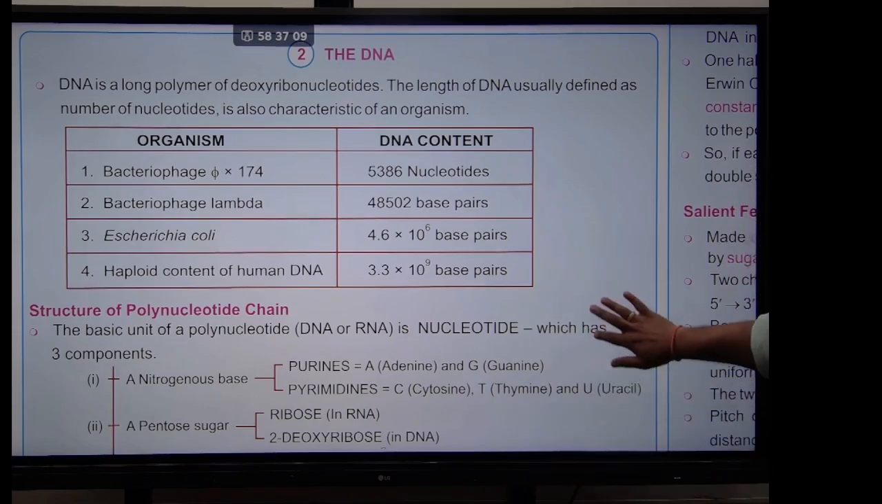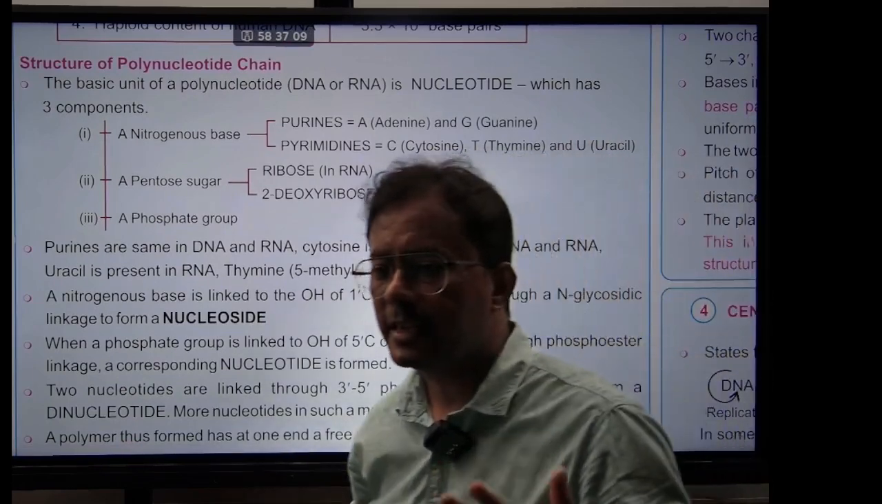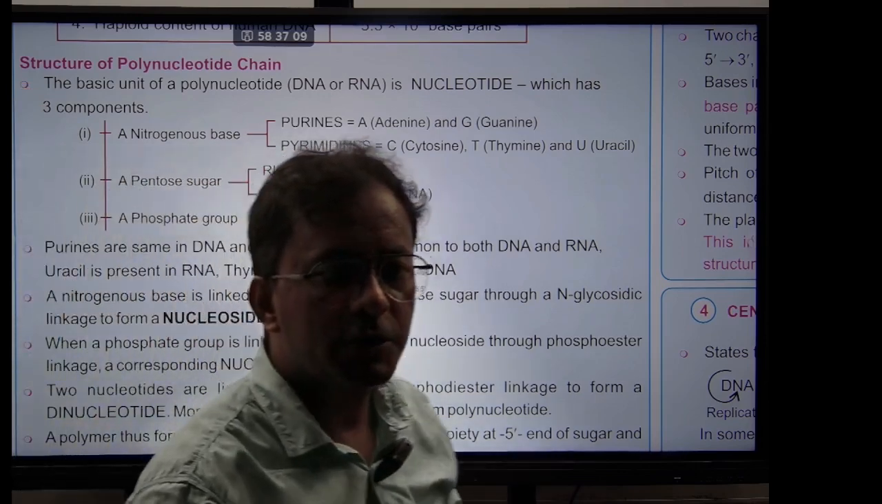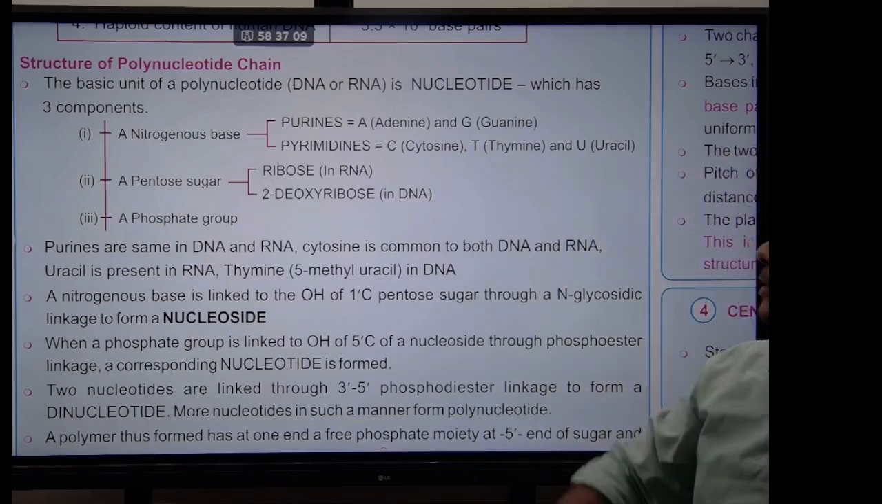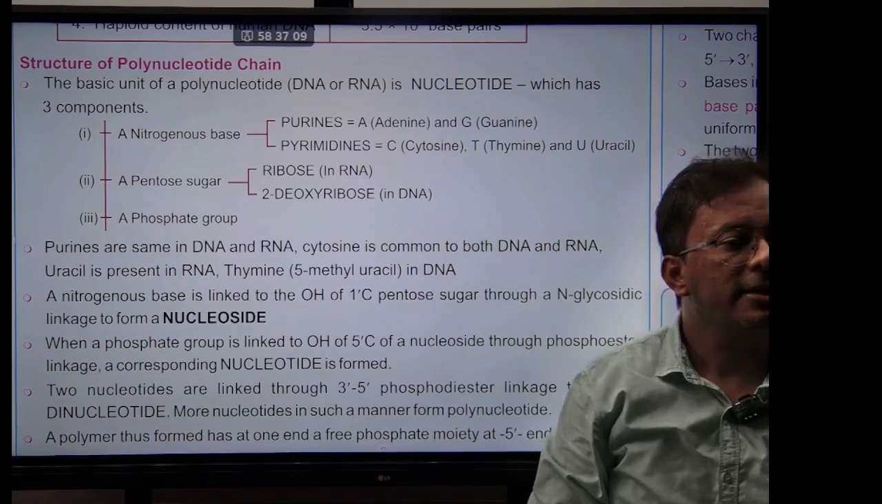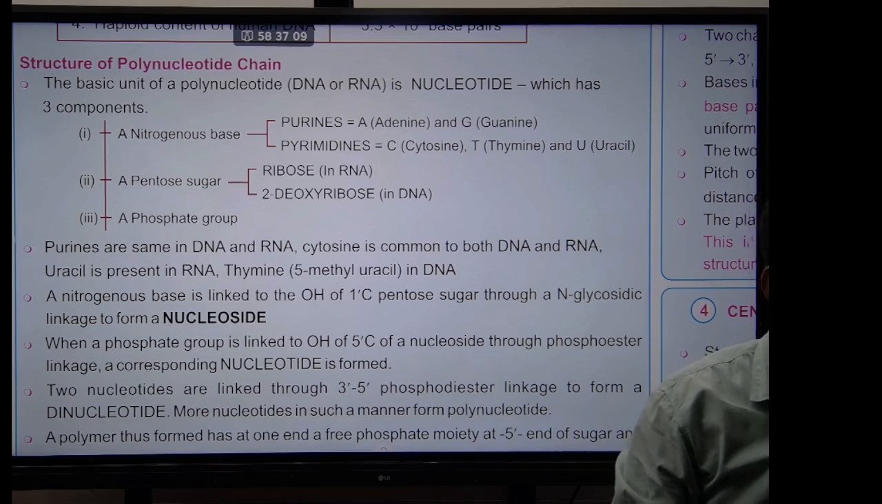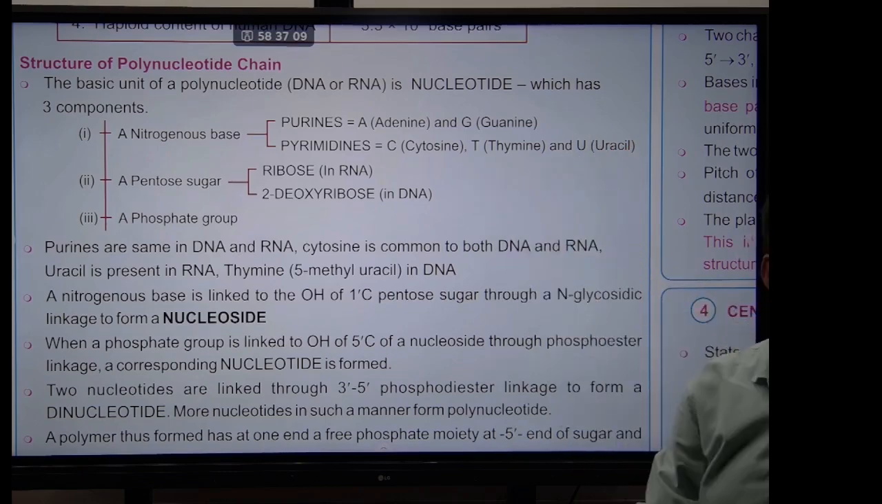You see here, if you take the structure of a polynucleotide chain, whether DNA or RNA, they are polymers of nucleotides. Each nucleotide has how many components, guys? 3 components. What are those? A nitrogenous base, a pentose sugar, and a phosphate group. The nitrogenous base is of two types, purines and pyrimidines. What are the examples of purines? Adenine and guanine. Pyrimidines? Thymine, uracil, and cytosine.